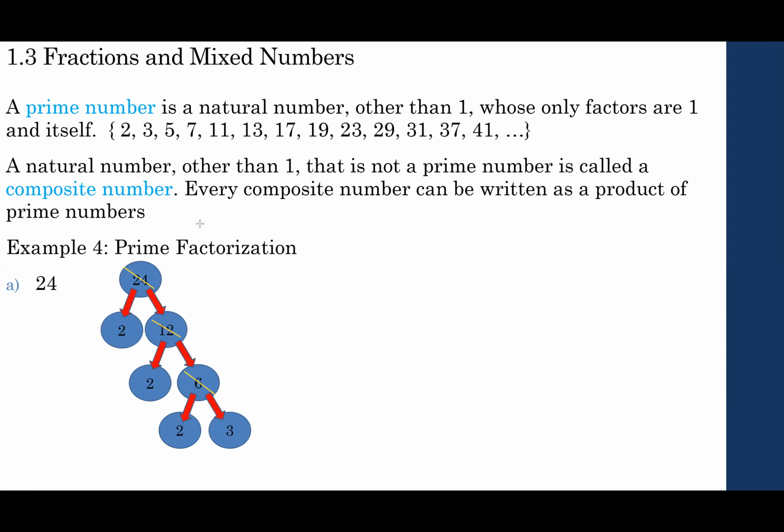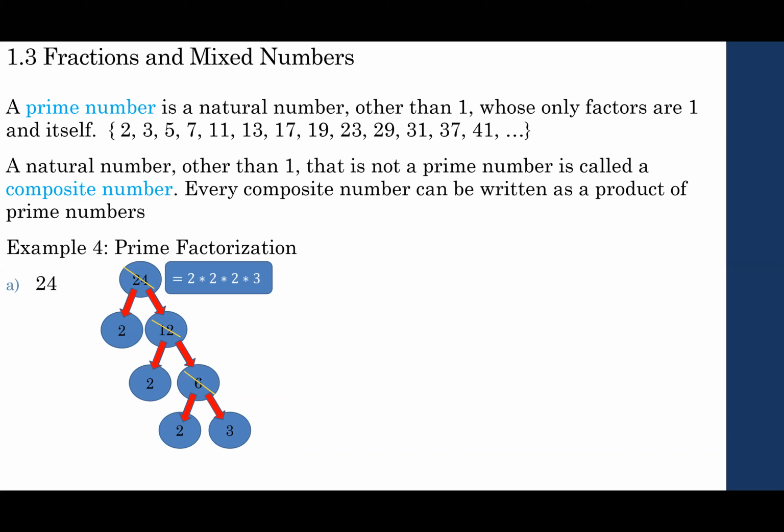So as you can see, these are the prime numbers. 2 is a prime number, 3 is a prime number. Everybody see that 2 times 2 times 2 times 3 will give me 24. Again, 2 times 2 gives me 4, 4 times 2 gives me 8, and 8 times 3 gives me 24. So that's what prime factorization is.